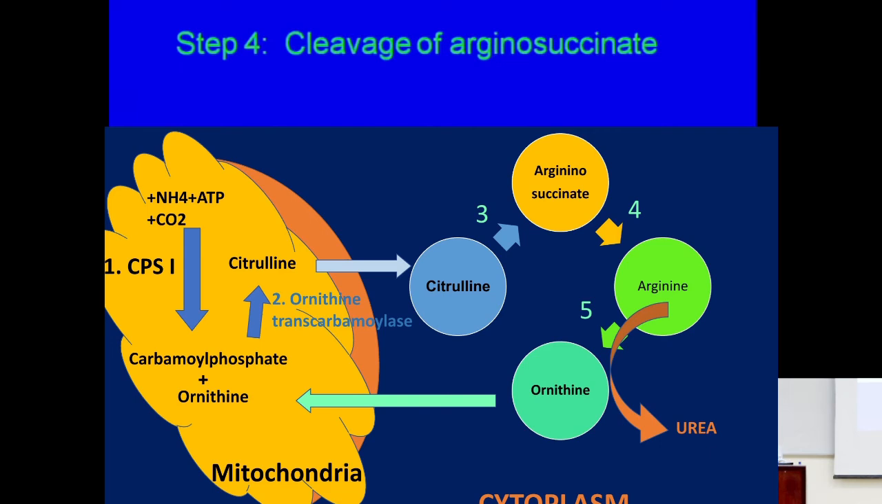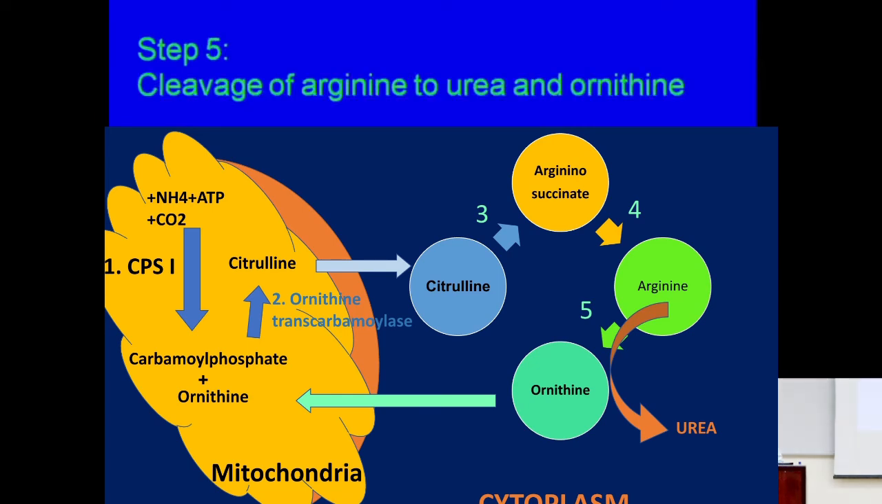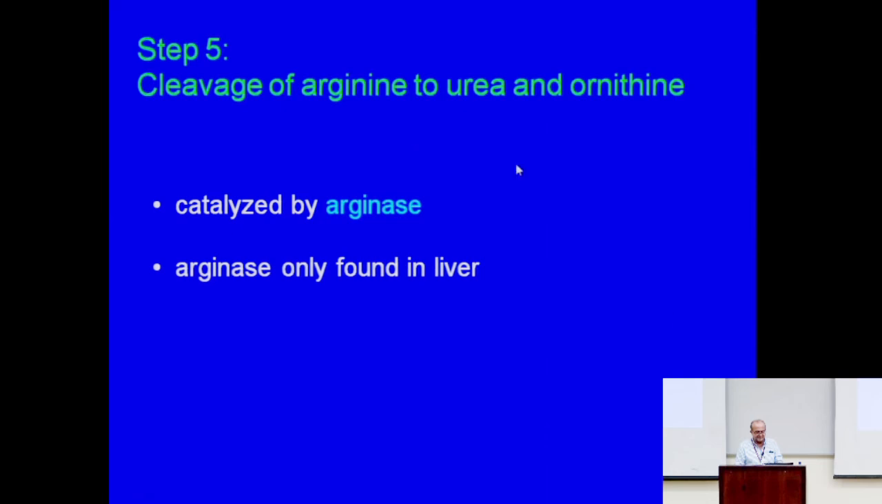Importantly, I want to point out that arginine, the amino acid, is synthesized in the body in the urea cycle, as part of the urea cycle. That's the biosynthetic way we make arginine. The enzyme that breaks arginine is arginase, and gives you urea and regenerates ornithine.